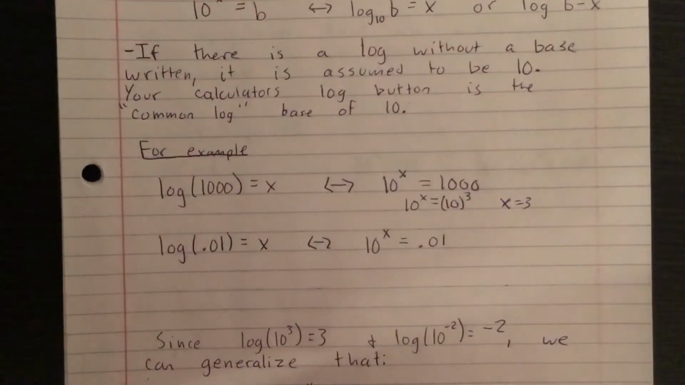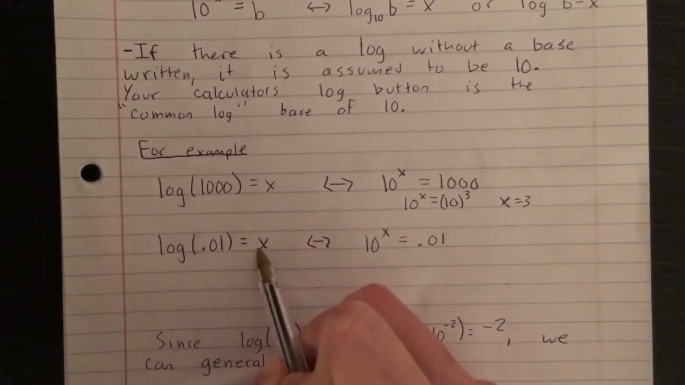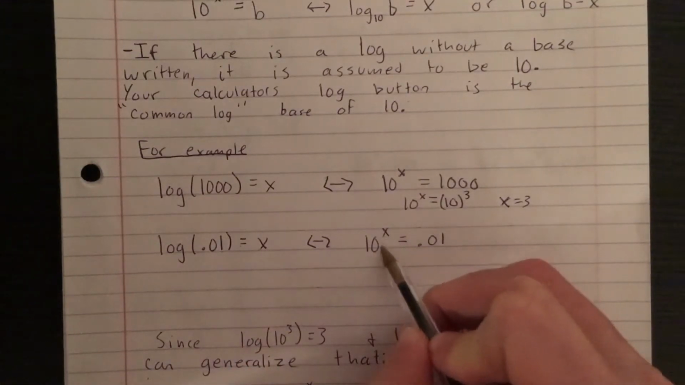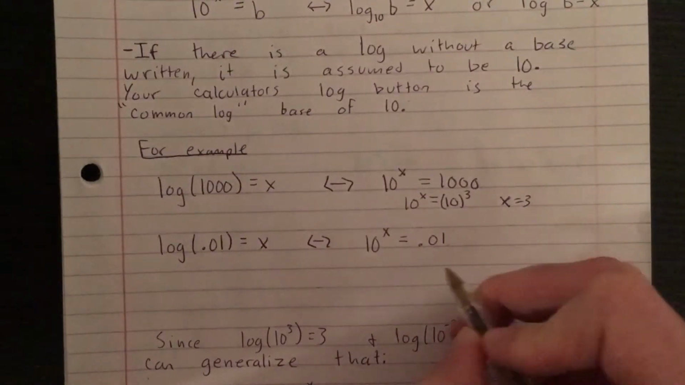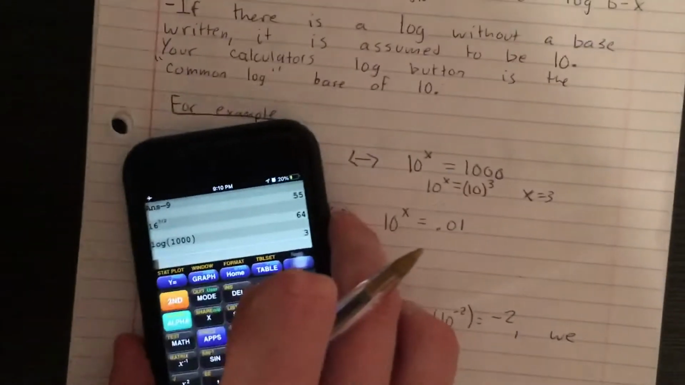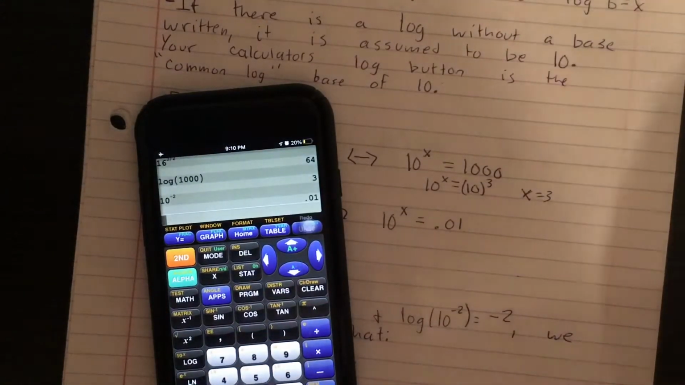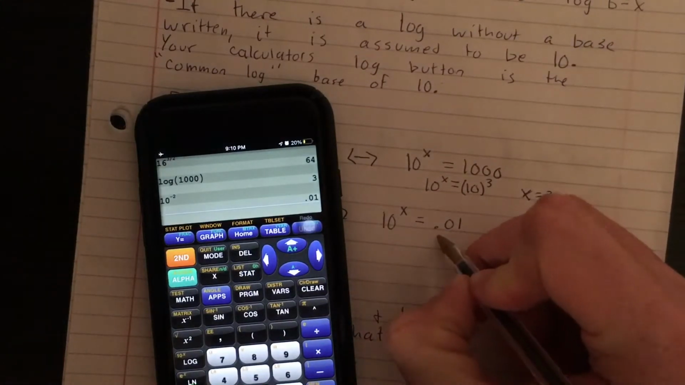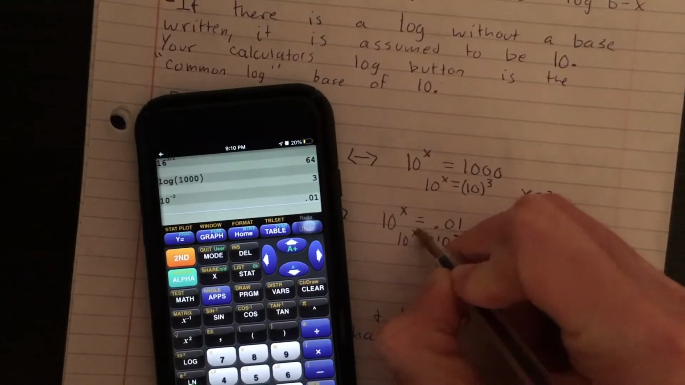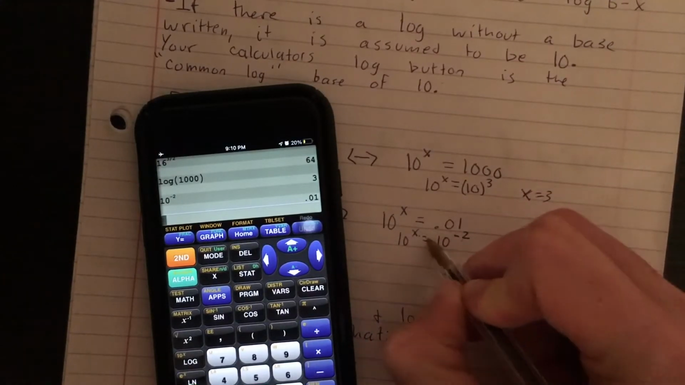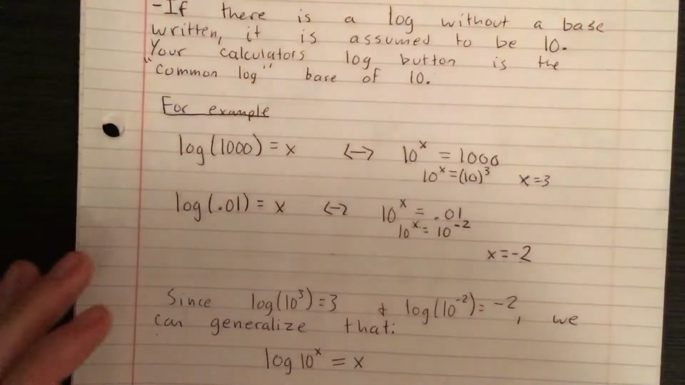So then let's look at another one real quick. If we do the log of 0.01 and this equals x, we ask 10 to what power is going to give me 0.01. This might help if you see the math fact that 10 to the negative second power is 0.01. So we can rewrite this as 10 to the x power equals 10 to the negative 2. That clearly means that x is going to have to be equal to negative 2.